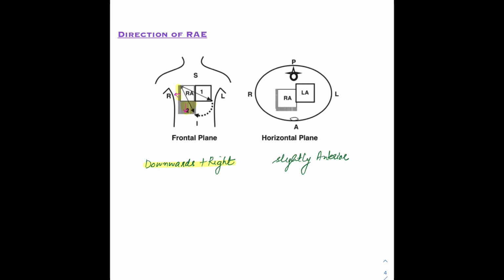When we talk about the horizontal plane, the right atrium will move slightly anterior. It will be moving slightly anterior, which is hard to tell in this figure, but you just have to imagine that the right atrium is kind of coming out of the screen. So this is how the right atrium enlarges. Through this figure, we know that in the frontal plane, the right atrium enlarges downward and to the right, causing a shift in the P wave axis to the right. And in the horizontal plane, the enlargement of the right atrium is slightly anterior, which may cause slight peaking of the P waves in the lead V1.